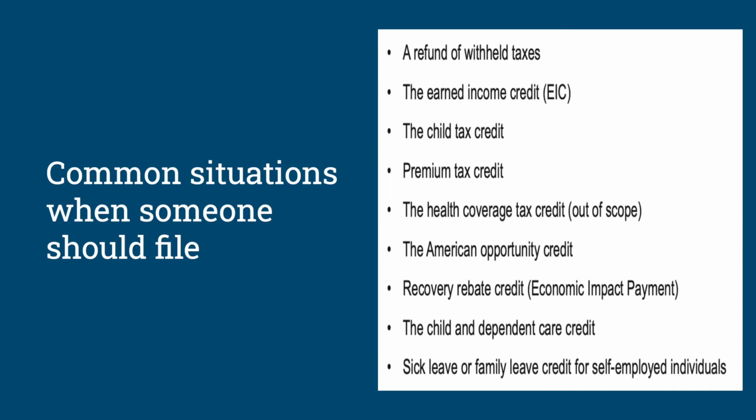And so here are some common situations when someone should file. And this is kind of what I was talking about earlier on the last slide, where oftentimes you need to file a return to get certain benefits back. So probably the most common one is to get a refund of withheld taxes, but there are the really important ones here that we'll talk more about in future videos, such as the earned income credit, the child tax credit, premium tax credit, the health coverage tax credit, which is out of scope. We can't do that. I'm not really sure why that was recorded on the list from the IRS here, or the American Opportunity Credit.